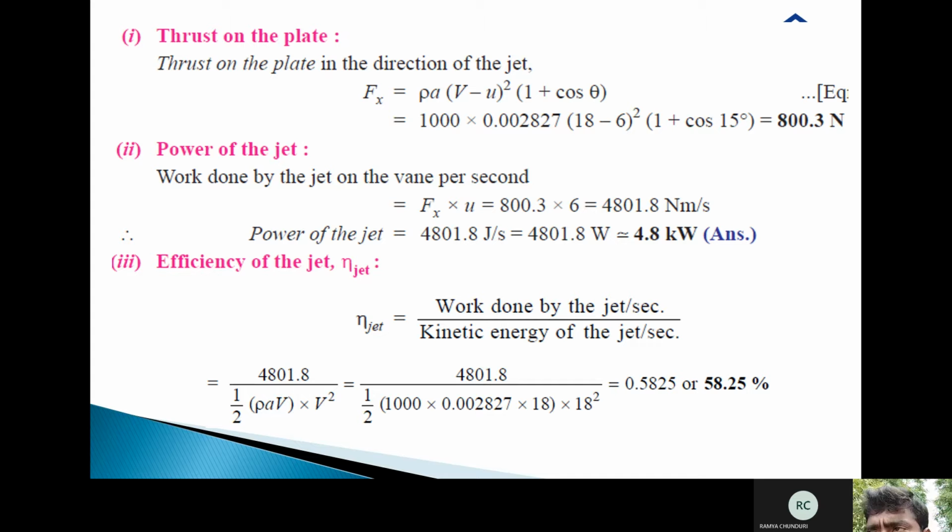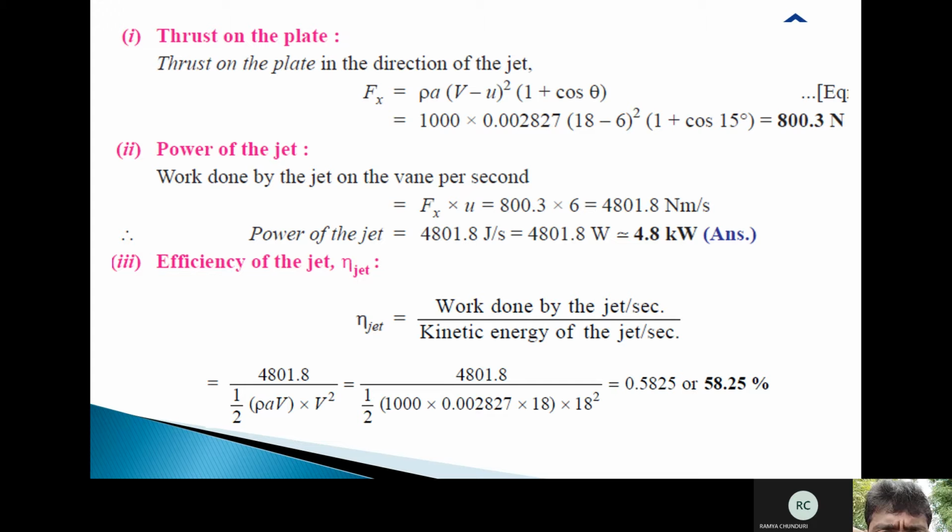Work done equals F of x into u. F of x value is 800.3, into u, which means the plate velocity, equal to 6 meters per second, that equals 4801.8 newton meters per second.